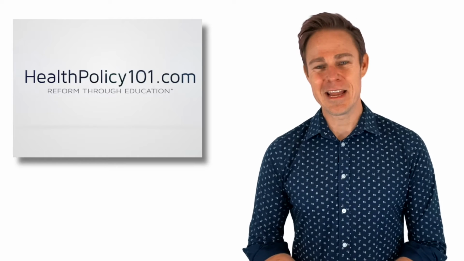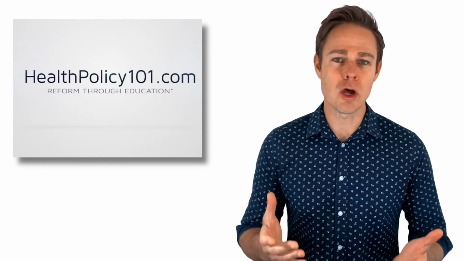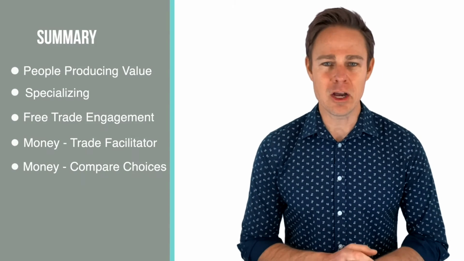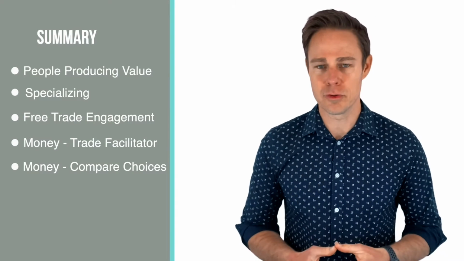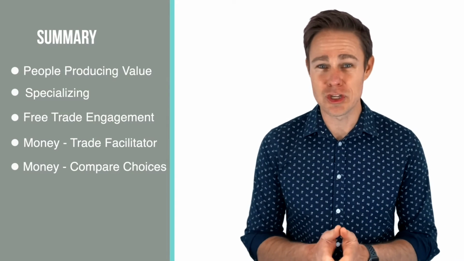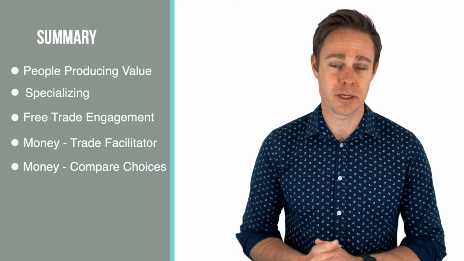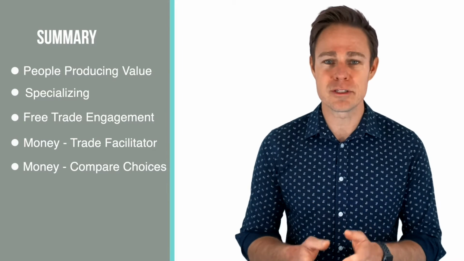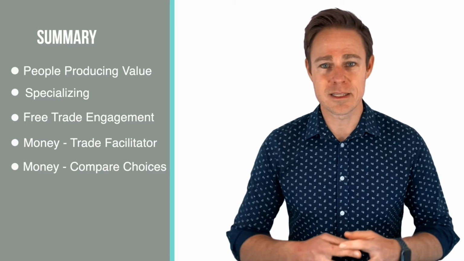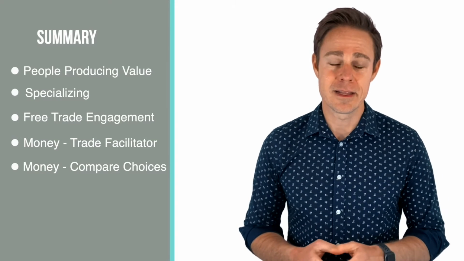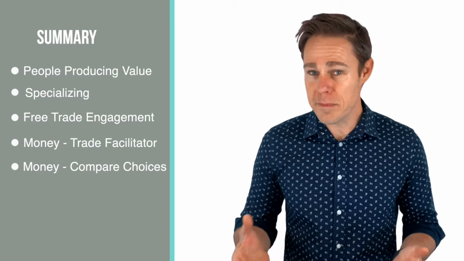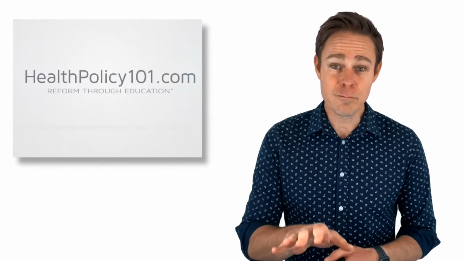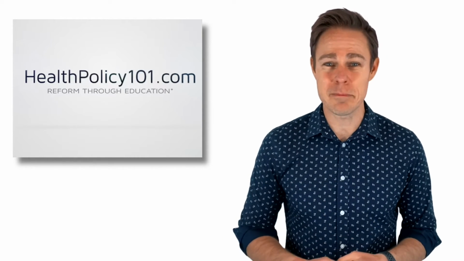Now, before we review 5 economic myths, let's recap what we've just discussed. The first step in an economy is people actually producing value. Step 2 is them specializing in certain aspects of the economy to maximize their productivity. Step 3 is people engaging in free trade that's necessary if we're going to specialize. Step 4 is money as the facilitator of trade in a society. And step 5 is also money because it gives a numerical way to compare the various choices that are part of everyone's life. And that, folks, is 95% of what there is to understand about an economy.